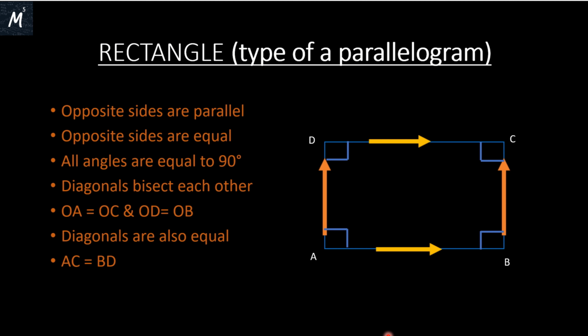Next one, let's talk about diagonals. Diagonals bisect each other, same as the property of a parallelogram. So OA is equal to OC, OB is equal to OD. Diagonals are also equal. So both the diagonals are now equal to each other. This is something new from a parallelogram. In a parallelogram, diagonals are unequal, but in a rectangle, AC and BD are equal.